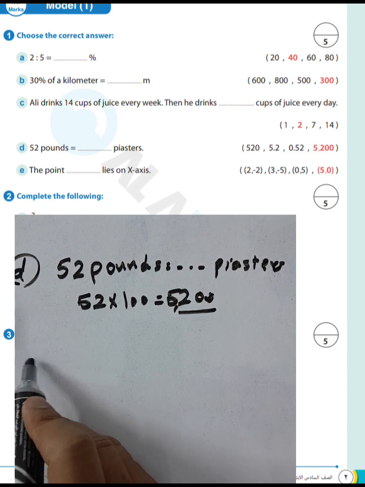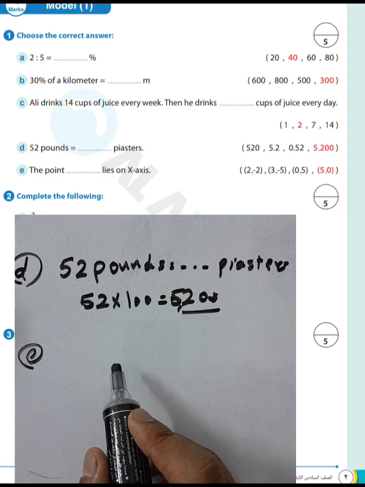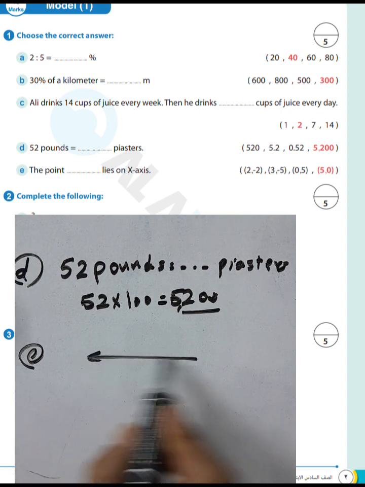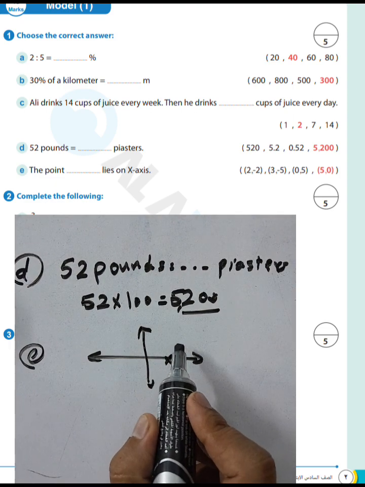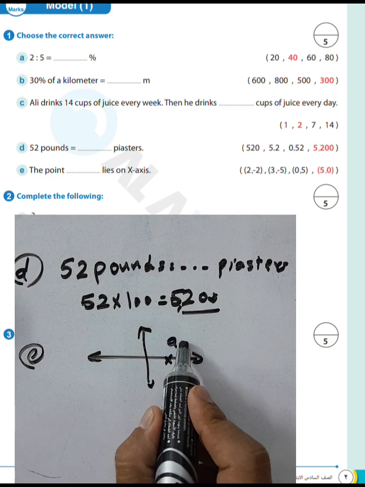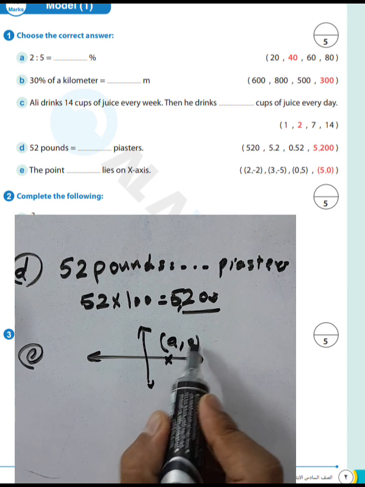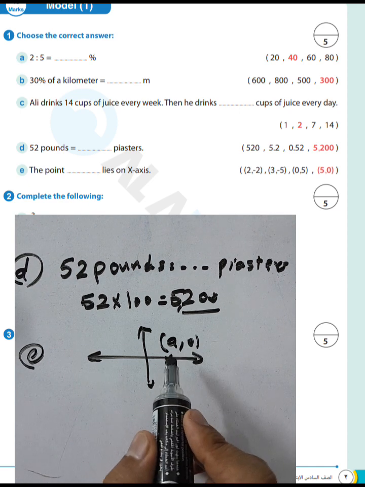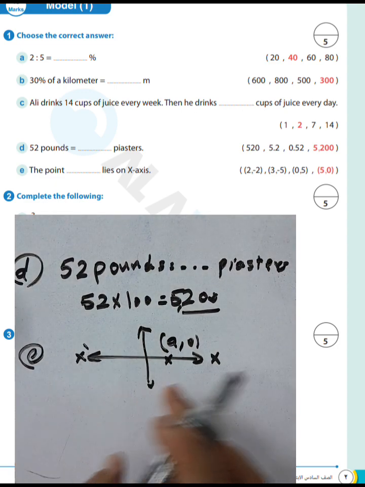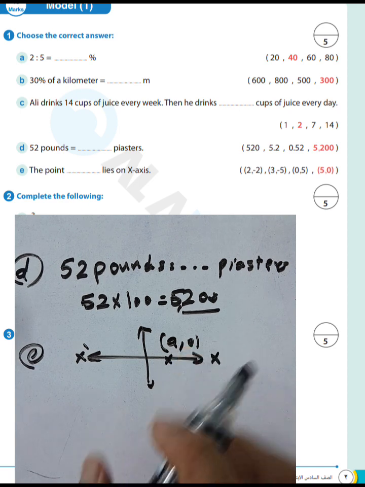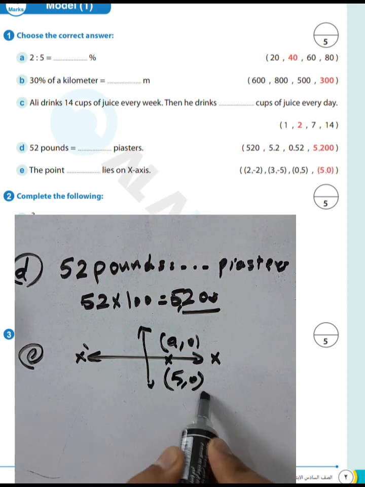Question letter E, the point space lies on the x-axis. Any point that lies on the x-axis, the second projection here will be 0, such as (E, 0). This point will be (E, 0). So any point lying on the x-axis, the second projection here will be 0. Then we must choose (5, 0).